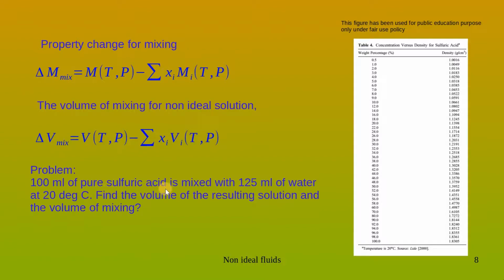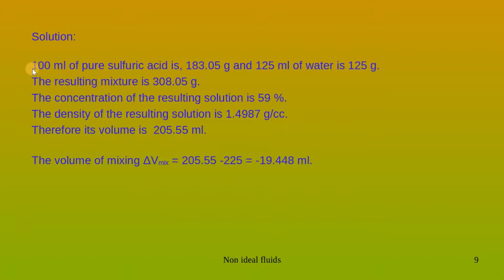100 ml of pure sulfuric acid is mixed with 125 ml of water at 20 degrees Celsius. Find the volume of the resulting solution and the volume of mixing. Now, 100 ml of pure sulfuric acid at 20 degrees Celsius will have a specific gravity of 1.8305. Therefore, 100 ml of pure sulfuric acid will weigh 183.05 grams and 125 ml of water will weigh 125 grams. The resulting mixture will be 308.05 grams. The concentration of the resulting solution is 59%.